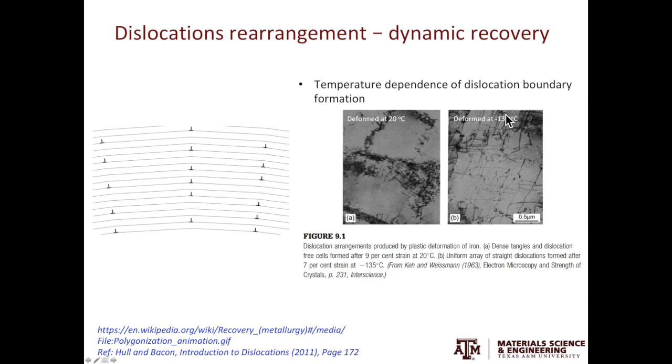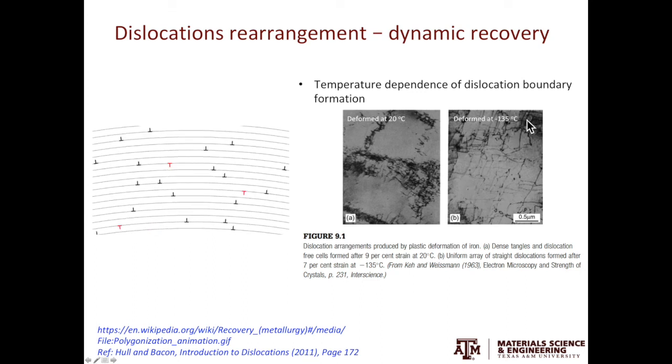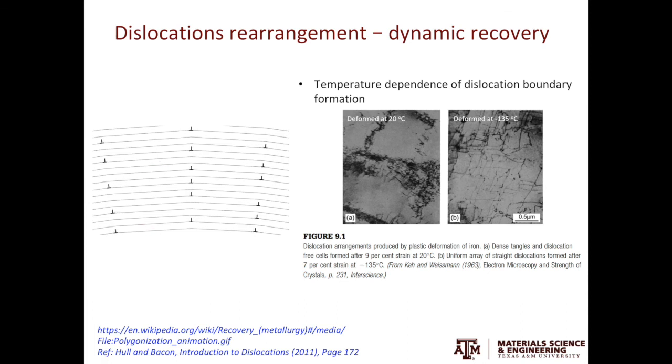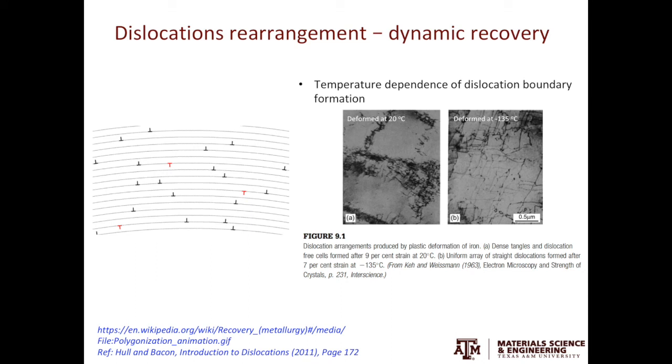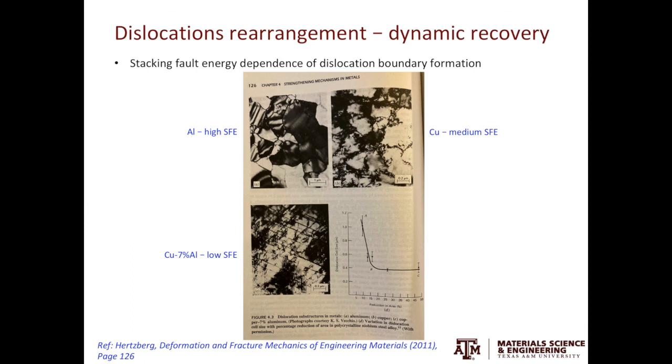The TEM image here shows the same material deformed to the same strain, but at much lower temperature. Here, you don't see dislocation cell walls. The difference tells us the formation of dislocation boundaries is thermally assisted. Also, the stacking fault energy of the material can affect the characteristics of dislocation boundaries. In the first example, it's aluminum.